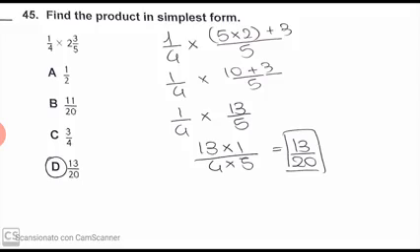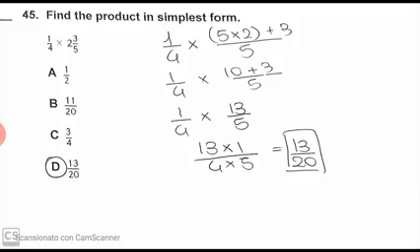Number 45. We want again to find the product in simplest form. 1 over 4 times 2, 3 over 5. 1 over 4 times, we transform the mixed number into a fraction. So we have 5 times 2 plus 3 over 5. 1 over 4, we write it as it is. 5 times 2 is equal to 10. So the mixed number becomes 10 plus 3 over 5. 10 plus 3 is equal to 13. So we have the product 1 over 4 times 13 over 5.